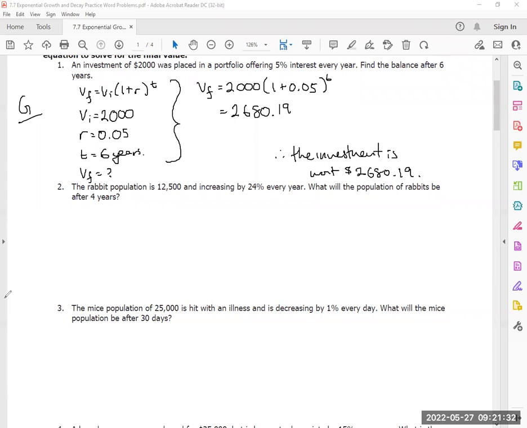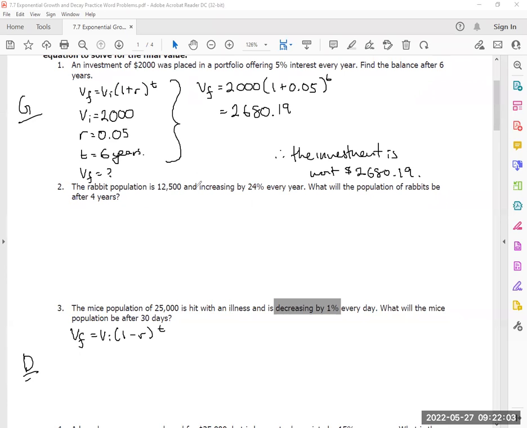Yep. Absolutely. Why do you say that? Keywords. There's no mathematical hint. It's just an English keyword. So that is a decay. So that means my formula is going to be that.